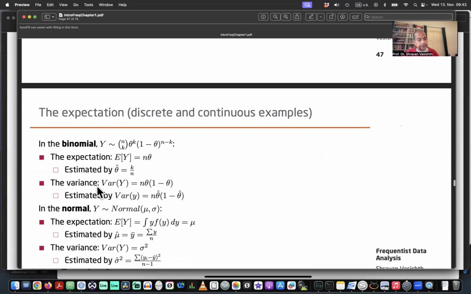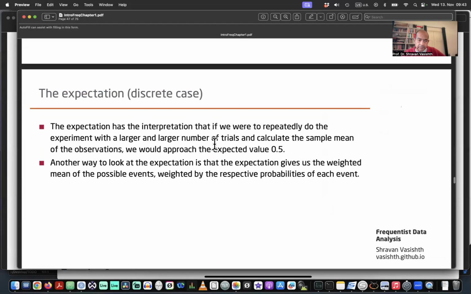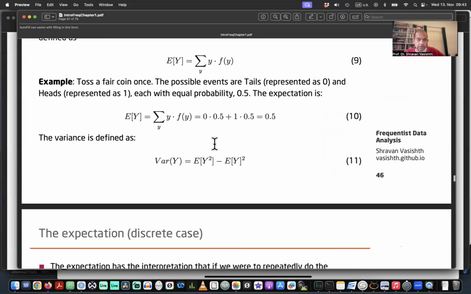Right. So actually, maybe I'm misstating this.